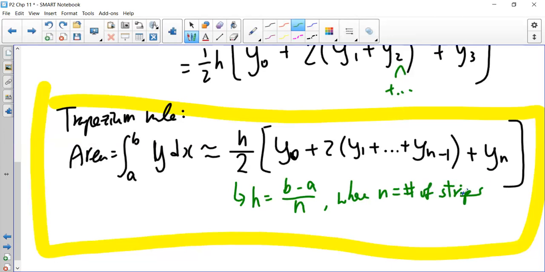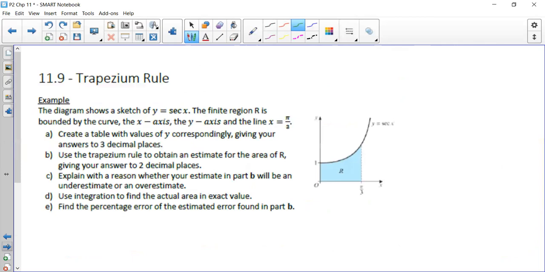All right. So next, now we need to use a calculator for this, because we can use the table function in the calculator. I'll show you later how to do it. So next, first example, trapezium rule.